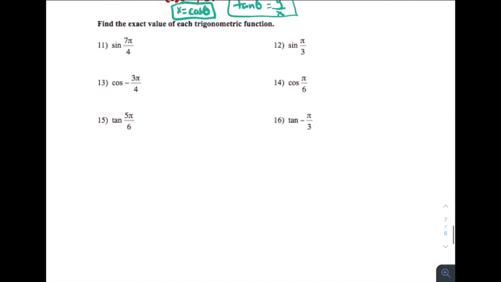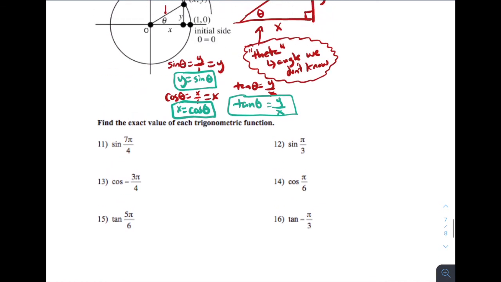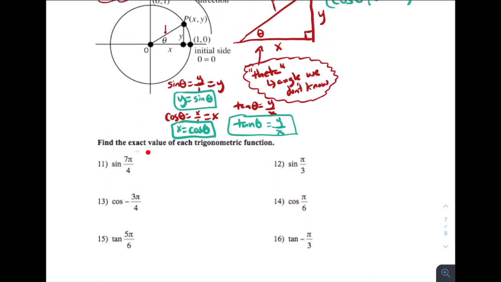Okay, so we've got this. Let's jump into some examples, and I think that's going to wrap us up for today. So let's find the exact value of the trigonometric function. When they say exact here, we're saying don't plug this into your calculator. Your calculator is going to give you decimals. That's not exact. So sine of 7 pi over 4.